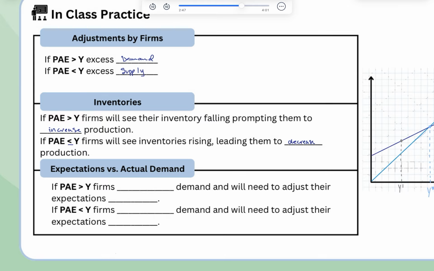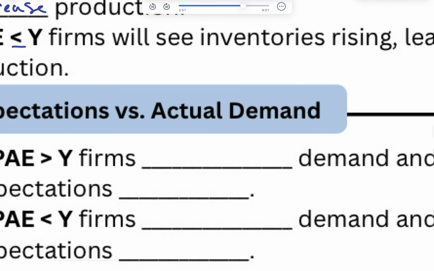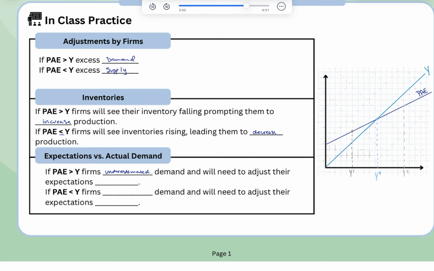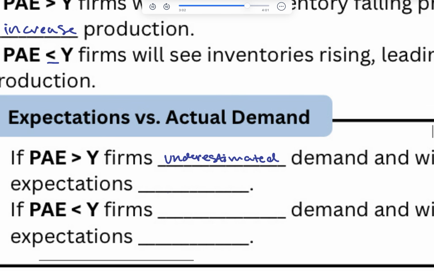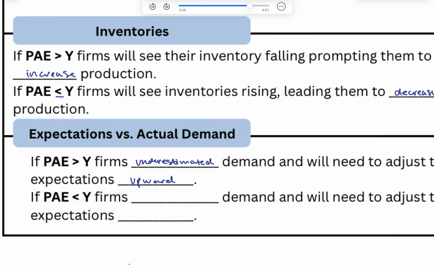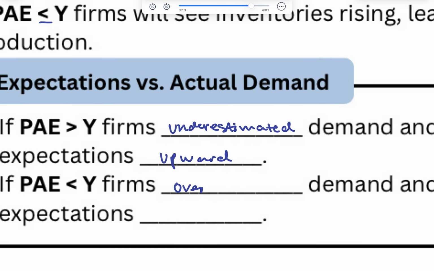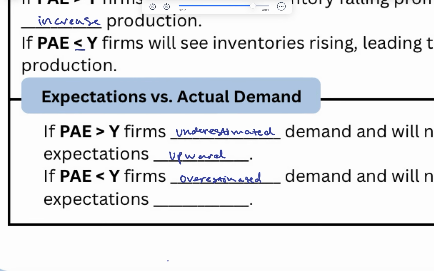So the expectations versus actual demand. If PAE is bigger than Y, firms underestimated demand and will need to adjust their expectations upward. And if PAE is less than Y, firms have overestimated demand and will need to adjust their expectations downward.